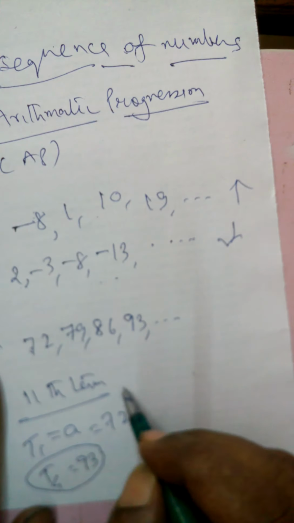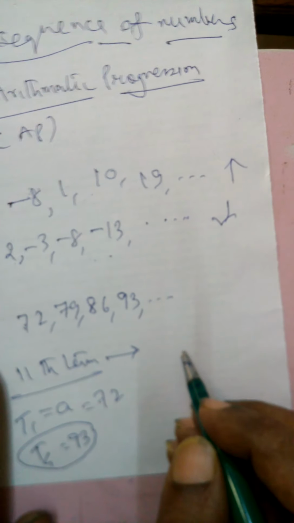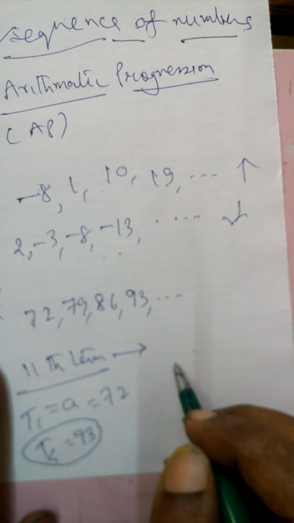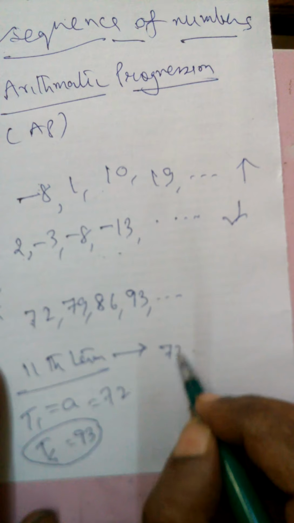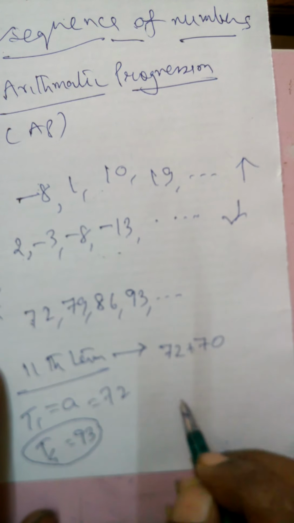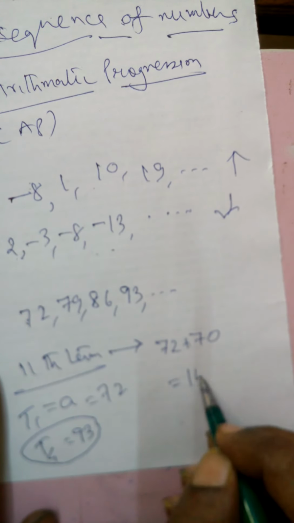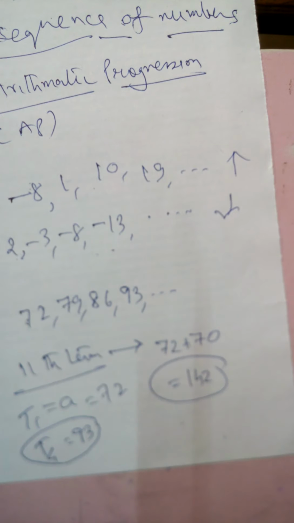But my question is the 11th term. The 11th term means 10 gaps. 10 gaps means 7 into 10, 70. So my figure will be 72 plus 70, it will be 142. So the 11th term will be 142.